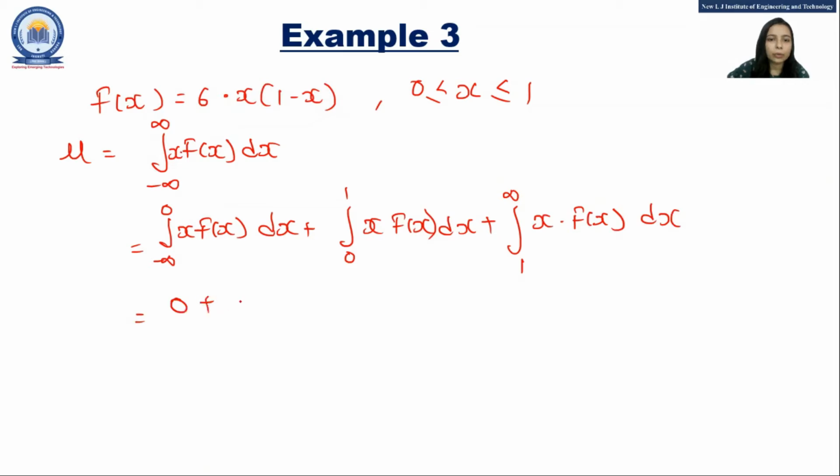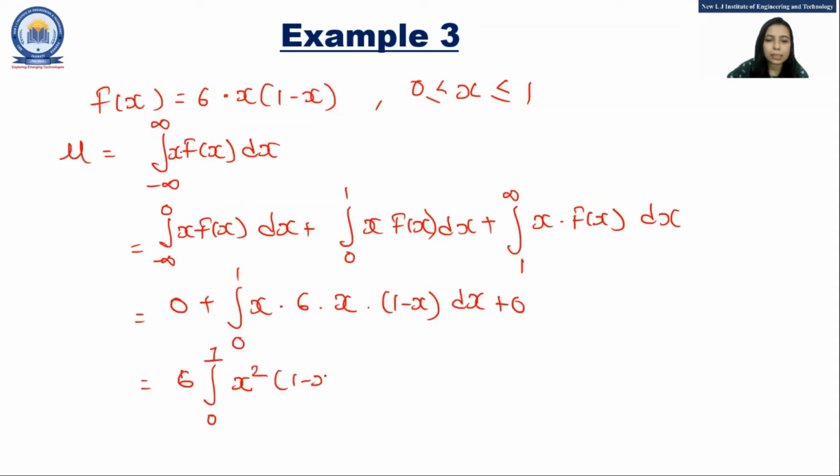So this would become 0. Then integration from 0 to 1, x into 6 into x into 1 minus x dx plus 0. So 6 would become common. Integration from 0 to 1, x squared into 1 minus x dx. That is equal to 6 into integration from 0 to 1, x squared minus x cubed dx.